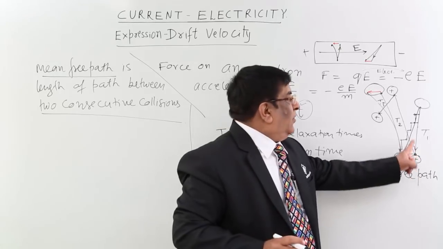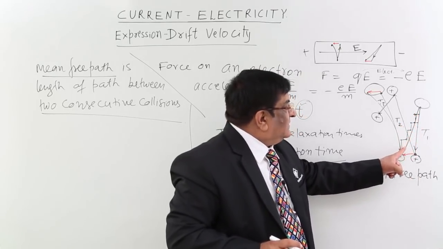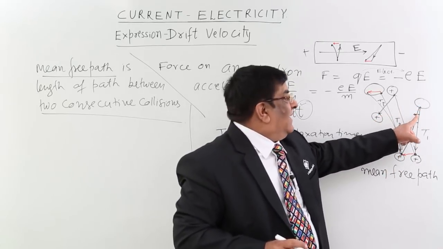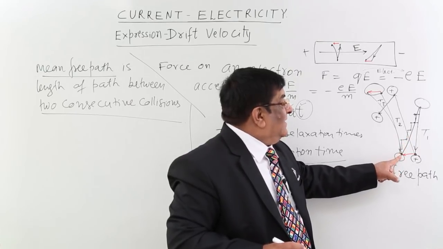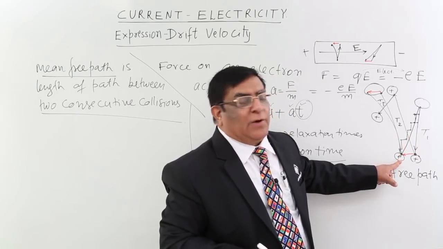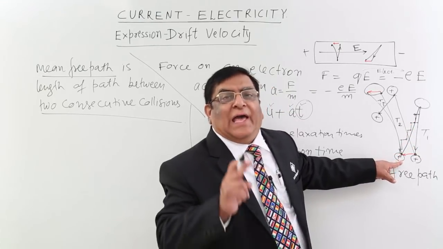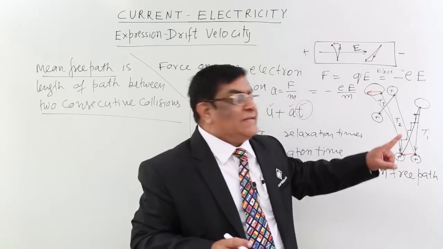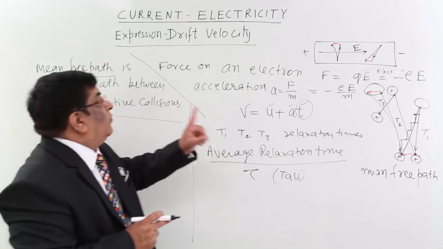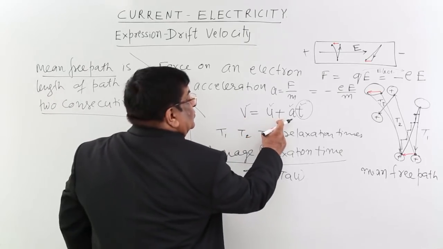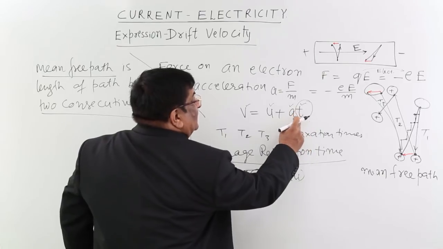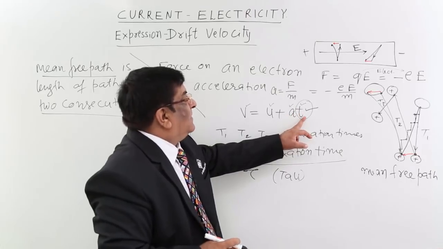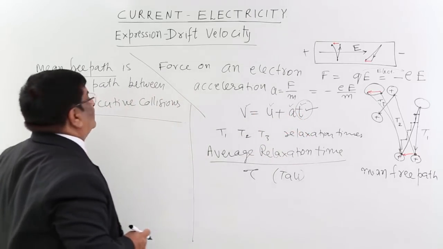Why do we need that time? We need it because during all this process, force is applicable on the electron. If force is applicable on it, it is getting accelerated. Then the acceleration stops. Why does it stop? It has collided. So acceleration was applicable for how much time? For the relaxation time. And what is the relaxation time? Tau. So when I make the equation V equals U plus AT, this T is the relaxation time, because for this much time acceleration is applicable.